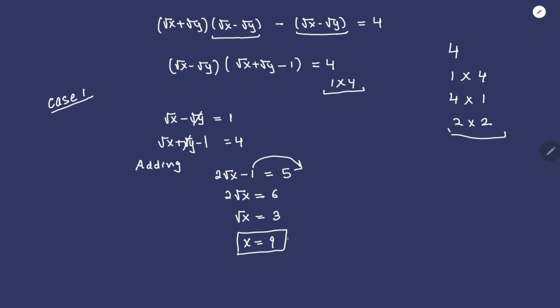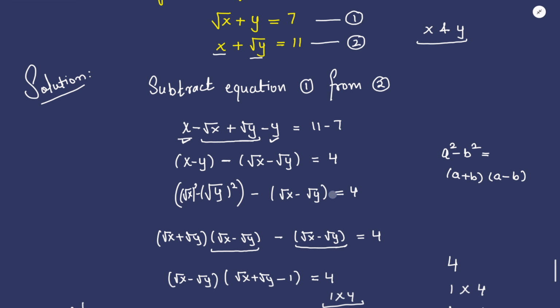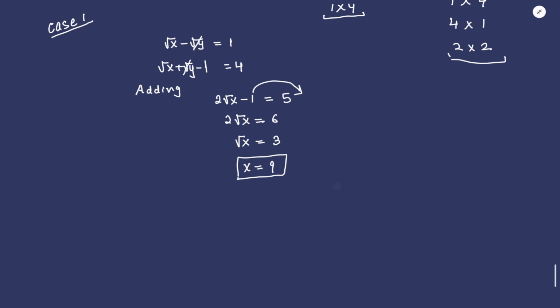So when you know under root x is 3, then by this equation you can calculate y. If you see the given equation, it is under root x plus y equal to 7. So 3 plus y is equal to 7, y is equal to 4. So in the first case, x is 9, y is 4.